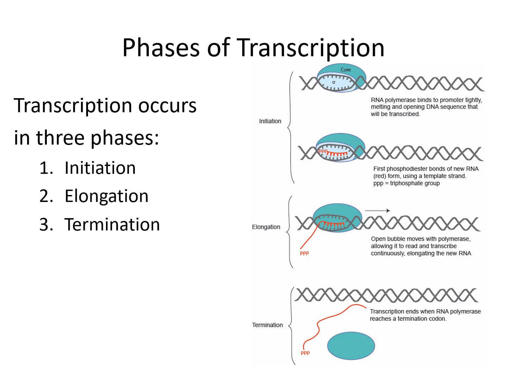Once the first phosphodiester bond of the new RNA is formed, the bubble, which is the open area, will move with the polymerase, allowing it to read and transcribe the DNA continuously, and now we enter the elongation stage. At this stage, the sigma factor will dissociate from the holoenzyme, so the core enzyme will continue the elongation stage until the termination.